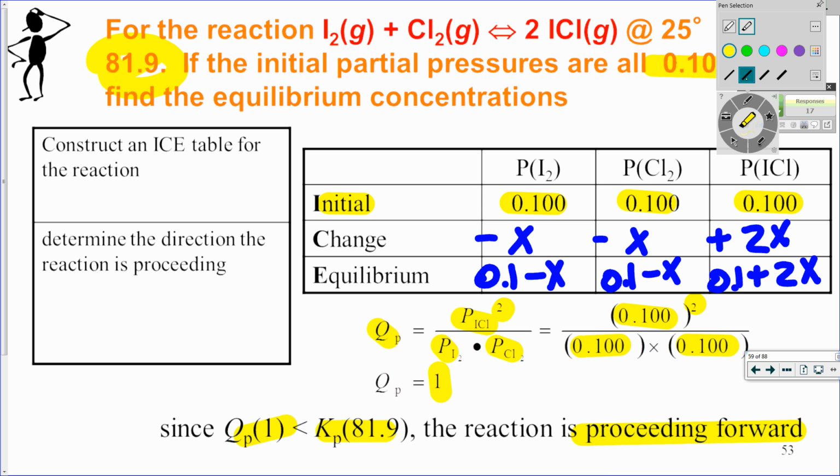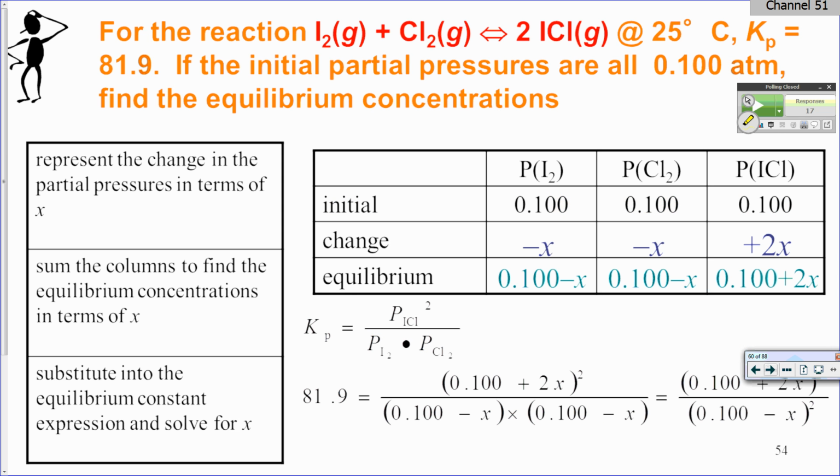I simply plug in these values into the K expression, products over reactants, and solve for a finite X. Trivial. Well, sometimes not so much. So we're going to do exactly that. Minus x, plus 2x, 0.1 minus x, 0.1 minus x, 0.1 plus 2x. Golly, we haven't done algebra forever.